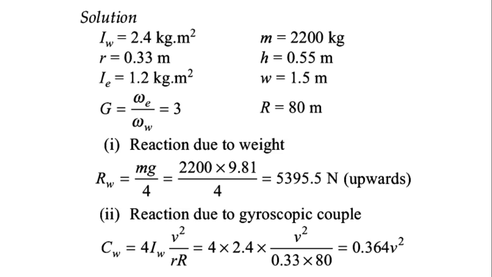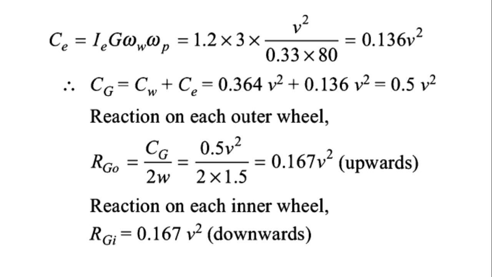And the second one, the reaction due to the gyroscopic couple. Cw will be equal to 4Iw V square by R into r. If you calculate this, you get the value in the form of V square, because we don't know V. So it will be 0.364 V square. Now Ce will be equal to Ie omega e into omega p, from which you can calculate 0.136 V square. So Cg will be equal to Cw plus Ce. Adding this you get 0.5 V square.